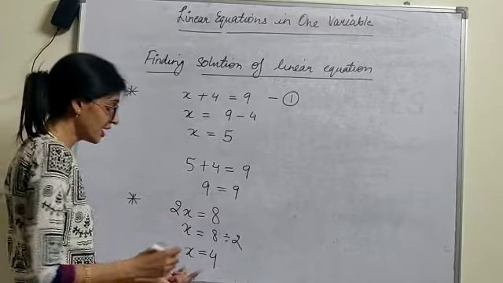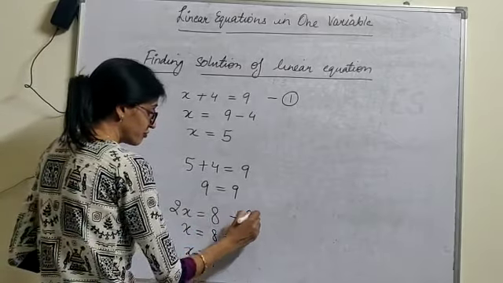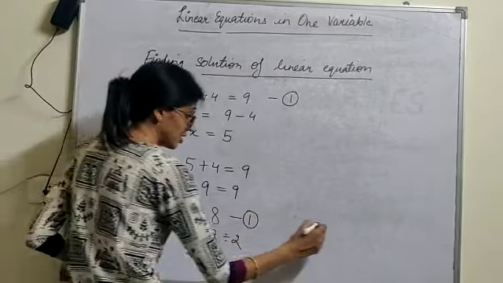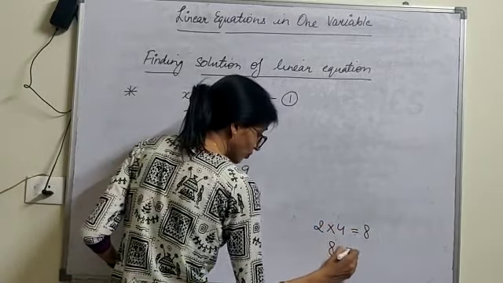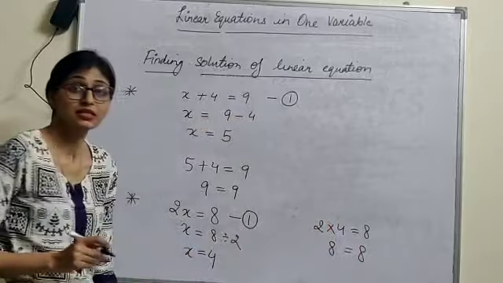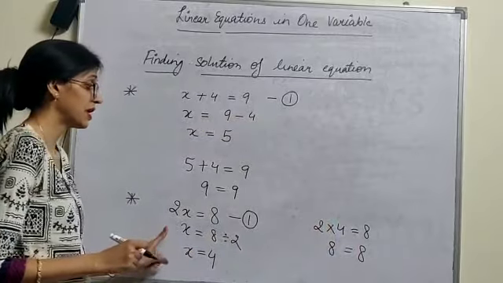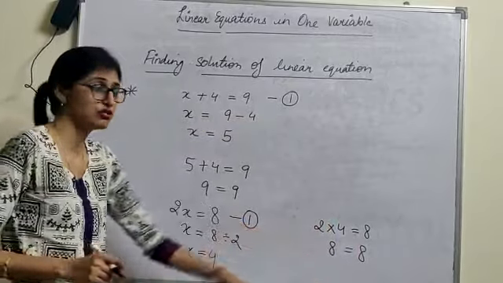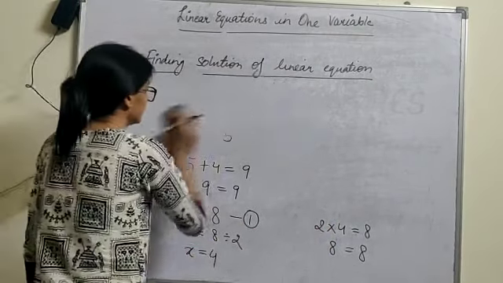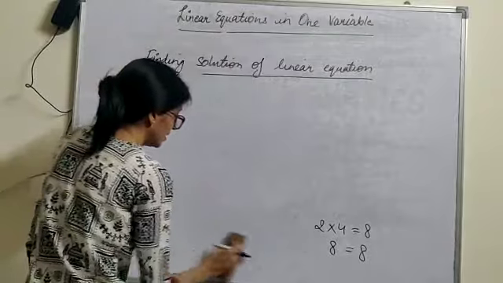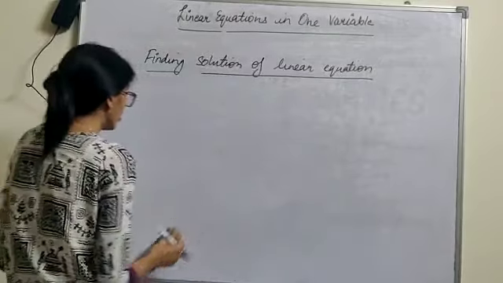So if you want to check, you can put x equals to 4 in the given equation. 2 multiplied by 4 equals to 8. 8 equals to 8. So this is the solution of the second part. We have verified it also. Now in the third part, in this way we are finding out the solutions.